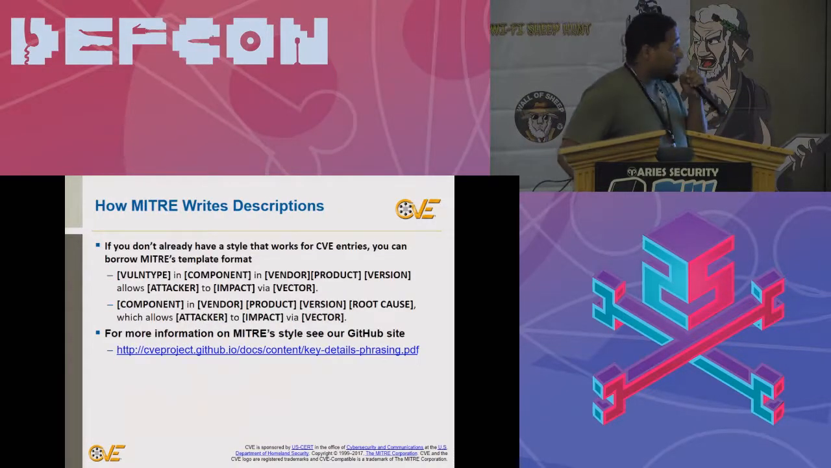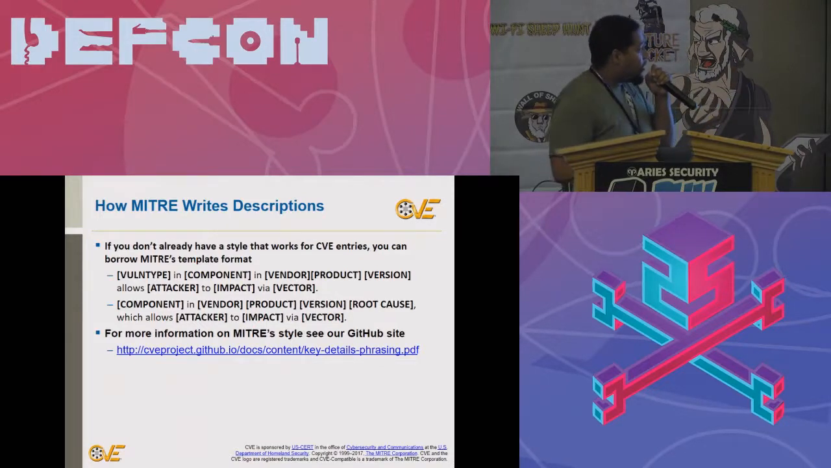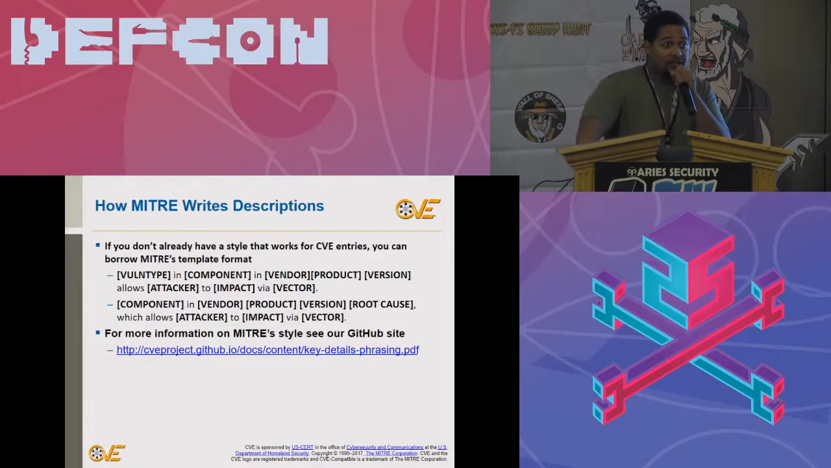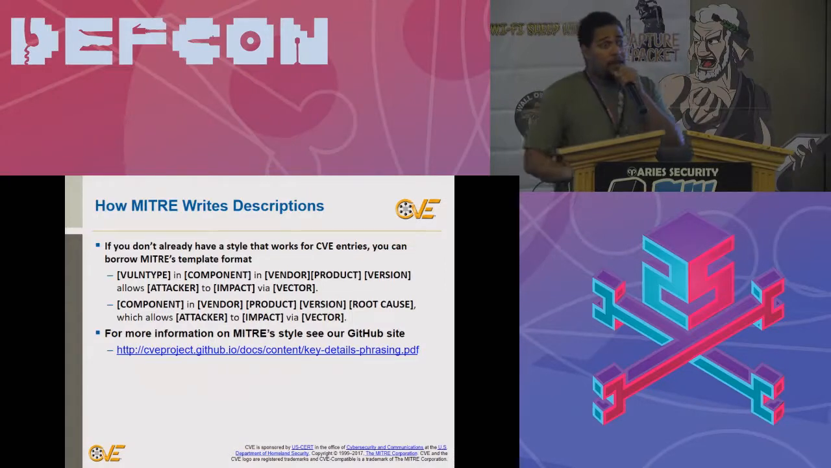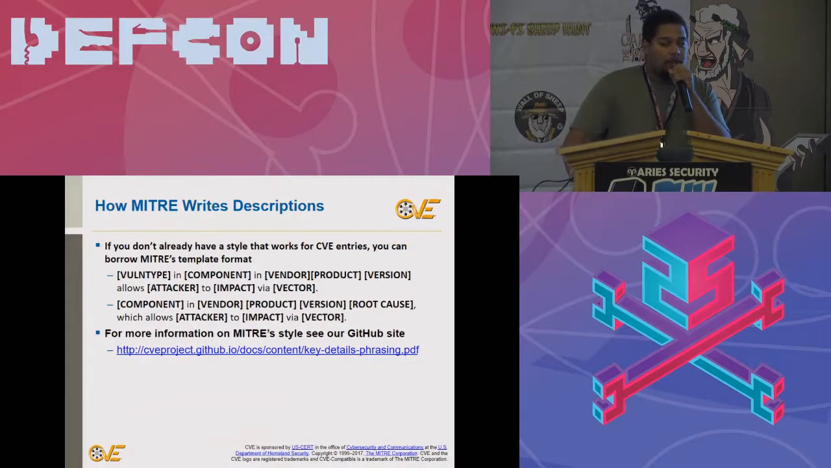If you don't have a kind of style, this is what MITRE uses. These are two templates. We actually have a public presentation you guys can look at, which will give you more information on how we do things, like how we describe versioning, product types, vulnerability types. That's publicly available with examples if you want to look into providing this kind of style when you submit a publication request.